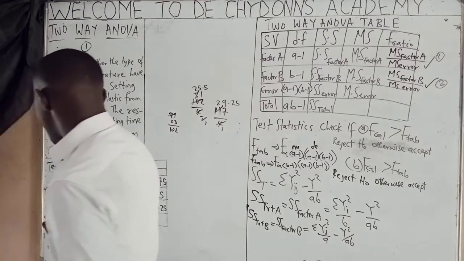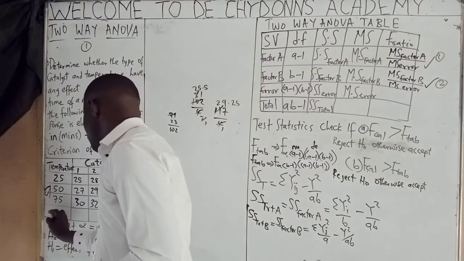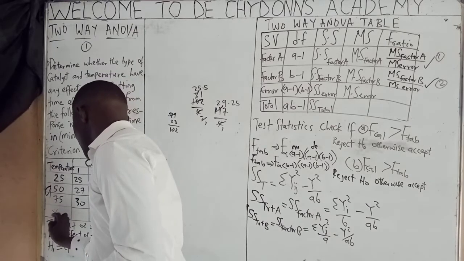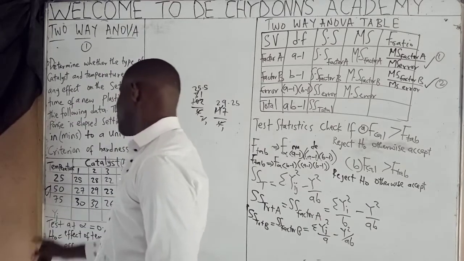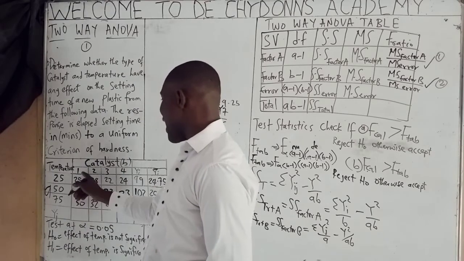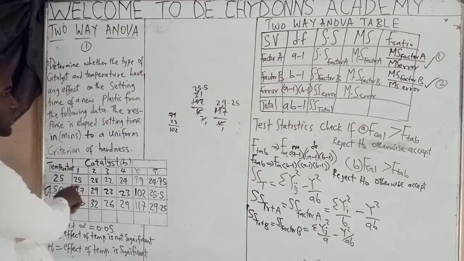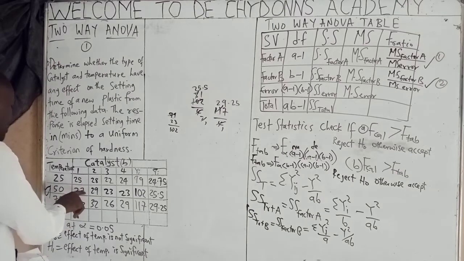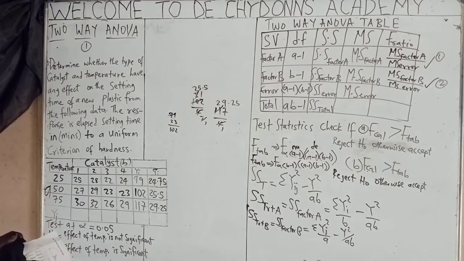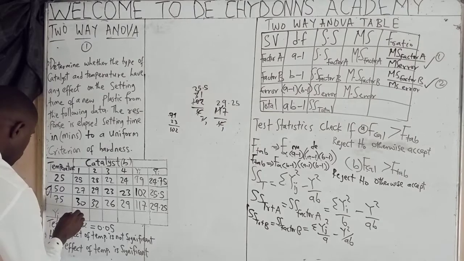You come to this side, you say right here to be Y.j, here to be Y.j. Y.j means add everything for Y.j. If you add everything here, it will be giving you this plus this 52, that will be 82.